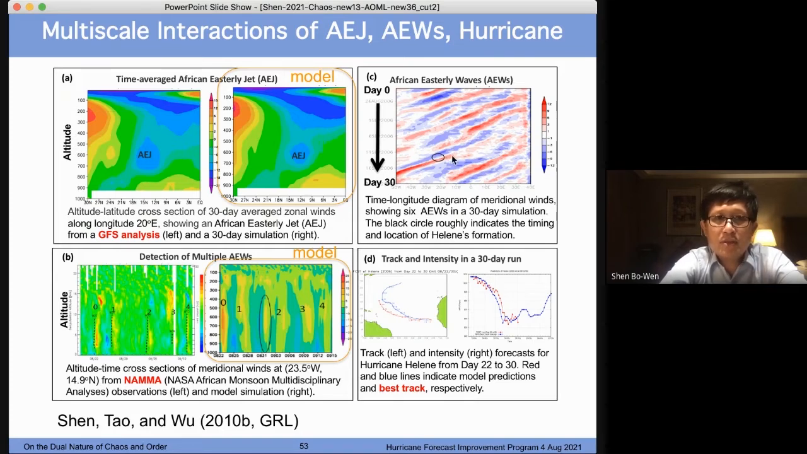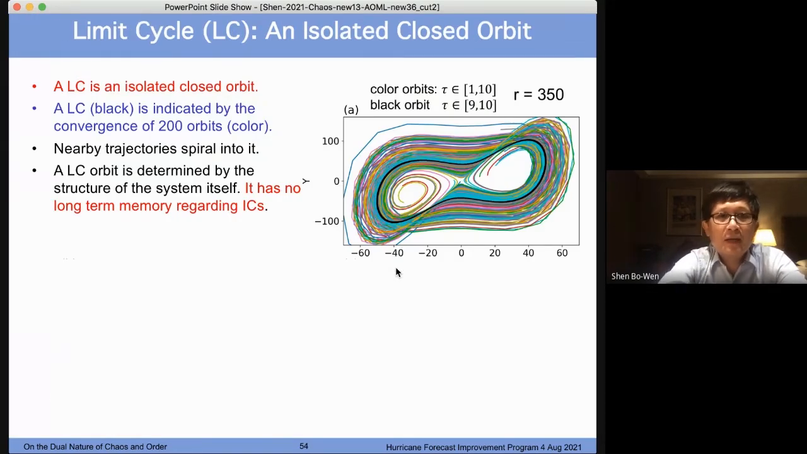Panel C displays the simulations of multiple African easterly waves that were compared with model simulations and with analysis in the paper. Panel D displays the track and intensity predictions we just discussed earlier. Below, we are going to apply a limit cycle solution to understand the properties of African easterly waves.